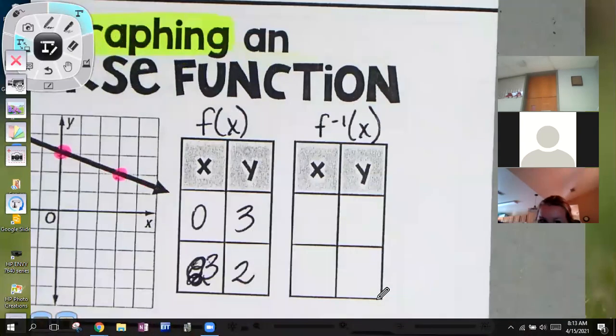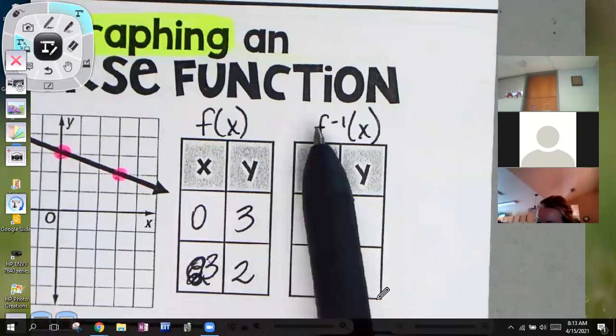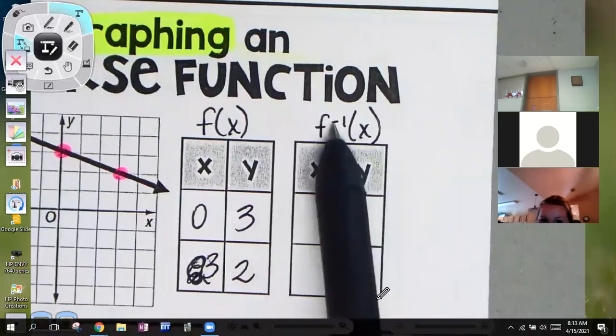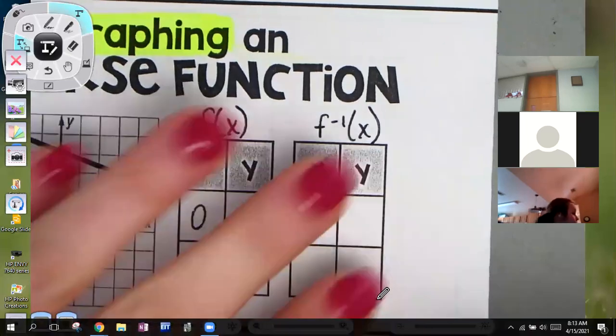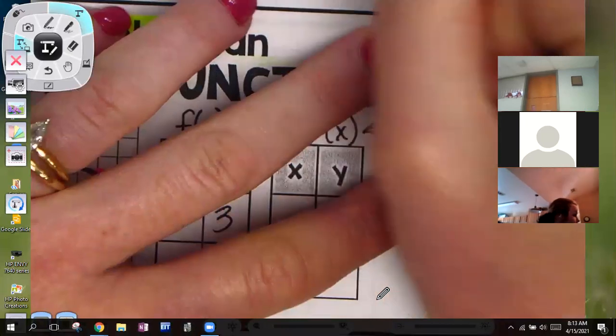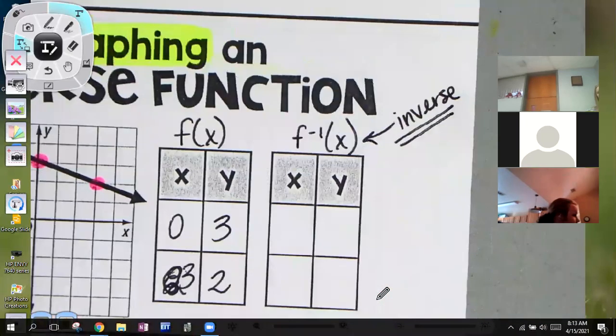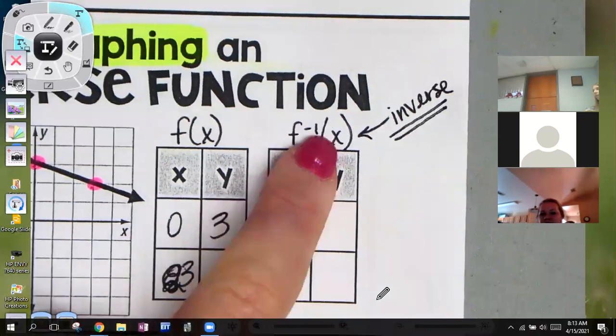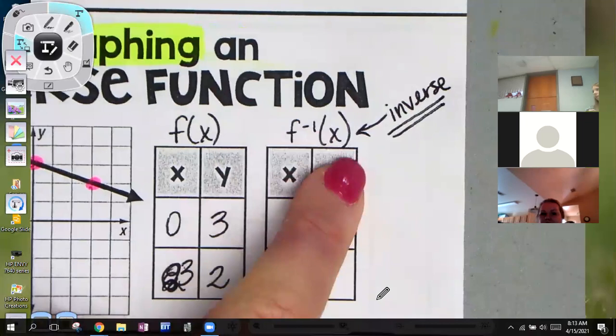It's this little symbol right here. It's very similar to a function. It still looks like a function, but they've added this little -1 up here as an exponent. That simply means inverse. If you ever see that symbol, that is what it means. You would read it as f of -1 of x. F of -1 of x.